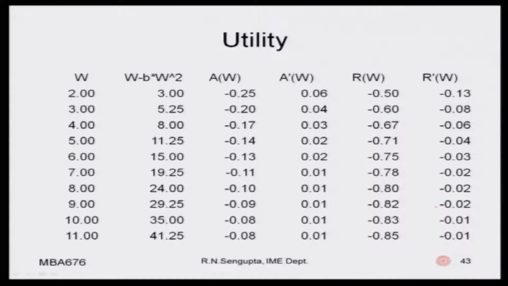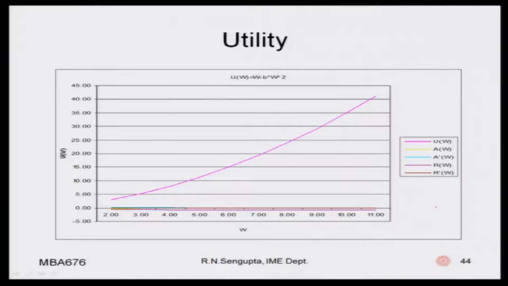And I have done a very hypothetical example, taking the values of w in the first column, and then I have taken the values of the quadratic utility function and, using a very simple Excel sheet, found out the values of AW, A bar, RW, R bar. If you plot them, the lower values are not that visible, but if you see the values of UW, it looks like a quadratic function, and the corresponding A bar, R bar would give you the characteristics of the utility function.